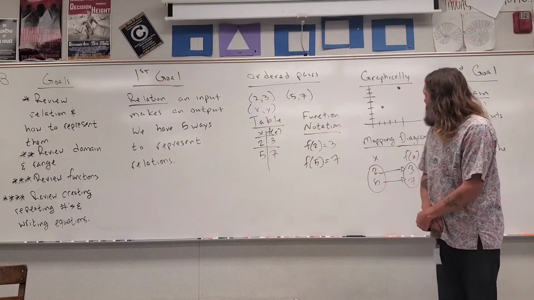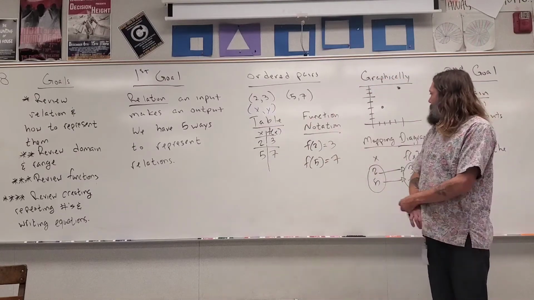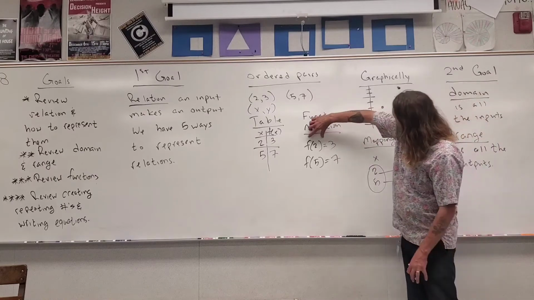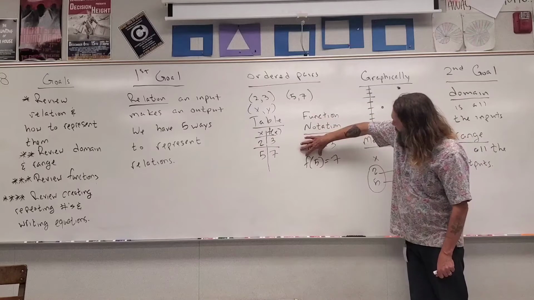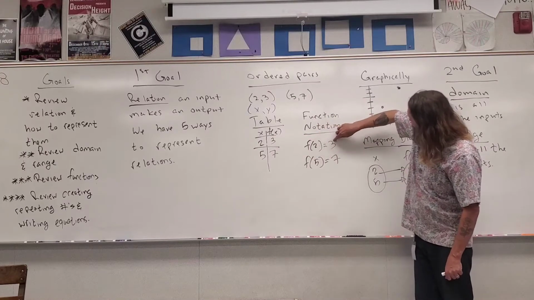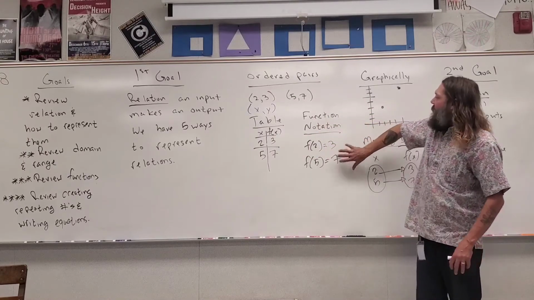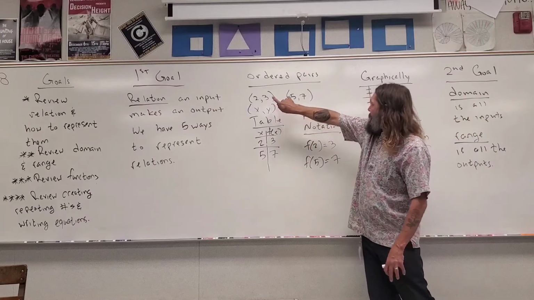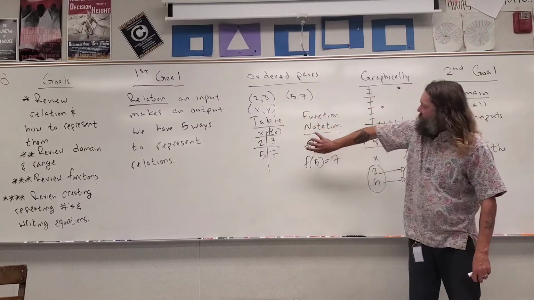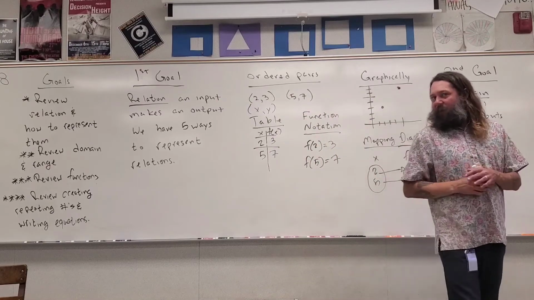The next way that I can write my relation is what we call function notation. So I can say f of 2 is equal to 3, or f of 5 is equal to 7. I plug in 2, I get 3. I plug in 5, I get 7. I should be able to rewrite this as a table, or as ordered pairs, or take ordered pairs and write it in function notation, or as a table. We have to be able to bounce from one to the other.